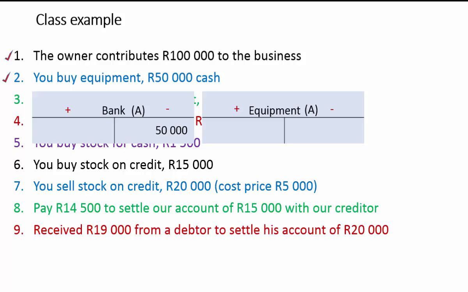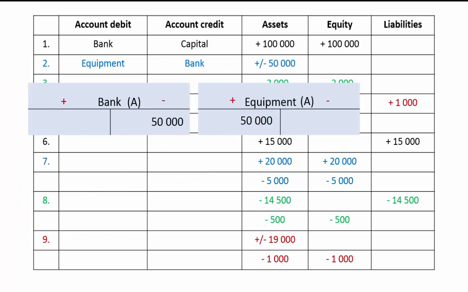We've got more equipment, therefore we will debit the equipment account. For every debit you need a credit. We've debited equipment and credited the bank. Filling this in on the accounting equation, you have credited the bank and debited the equipment account.